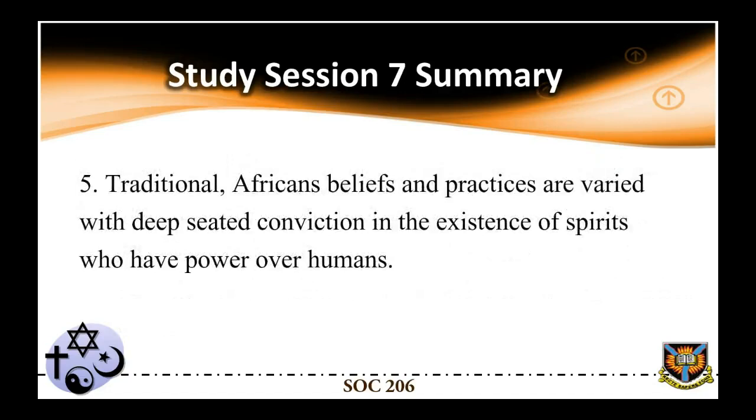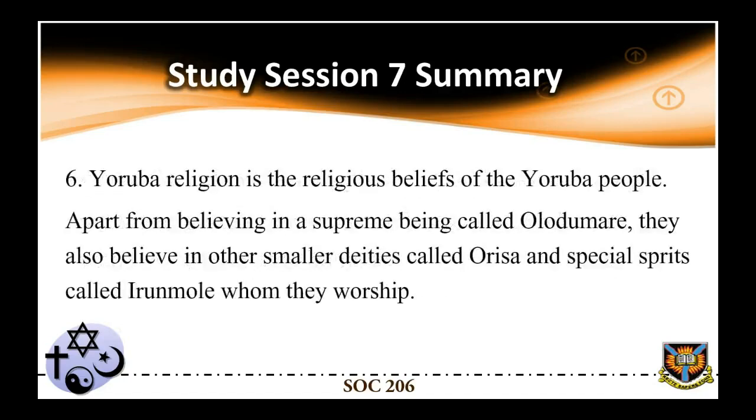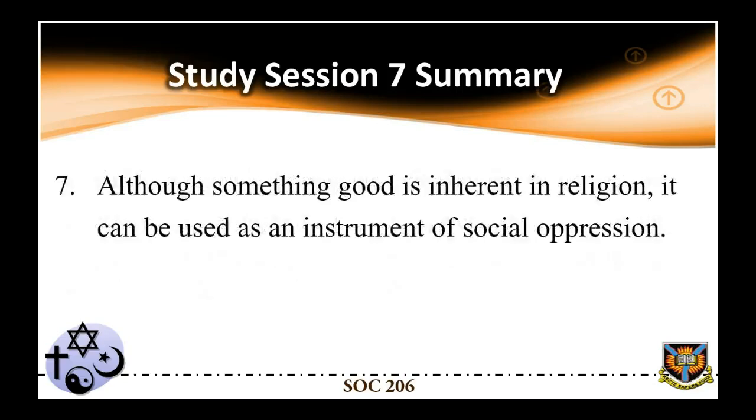5. Traditional African beliefs and practices are varied with deep-seated conviction in the existence of spirits who have powers over humans. 6. Yoruba religion is the religious beliefs of the Yoruba people. Apart from believing in a supreme being called Olodumare, they also believe in other smaller deities called Orisha and special spirits called Irumole, whom they worship. 7. Although something good is inherent in religion, it can be used as an instrument of social oppression.